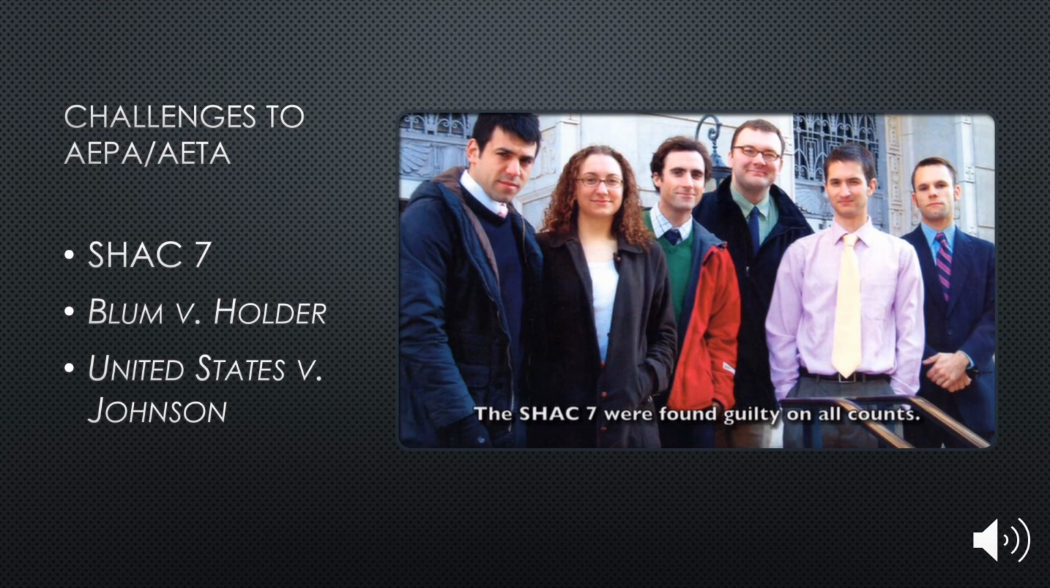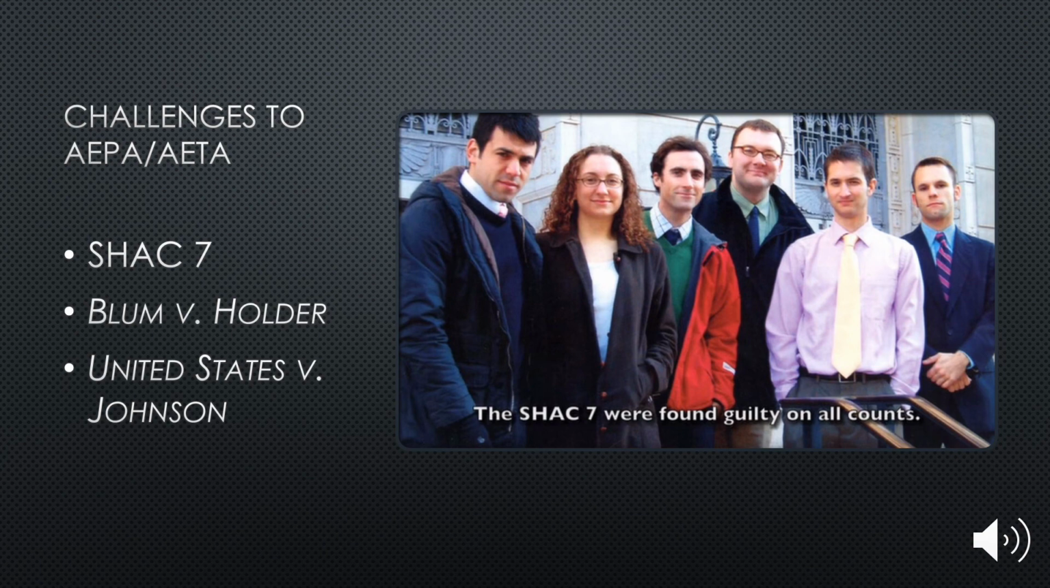Johnson and Lang challenged their conviction, arguing that the AETA was unconstitutional. The district court found the law constitutional in 2015, and in 2017, the appeals court upheld that decision. And I bring up these cases because, in the case of the Shack 7 and Johnson and Lang, none of these people harmed anybody.